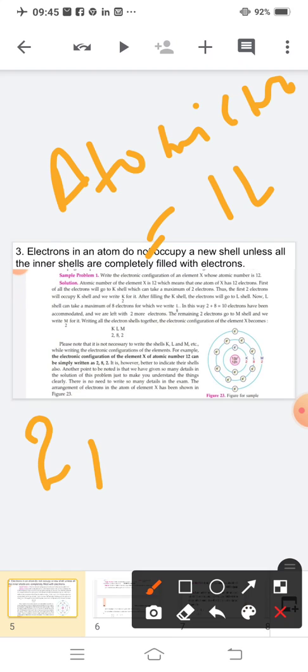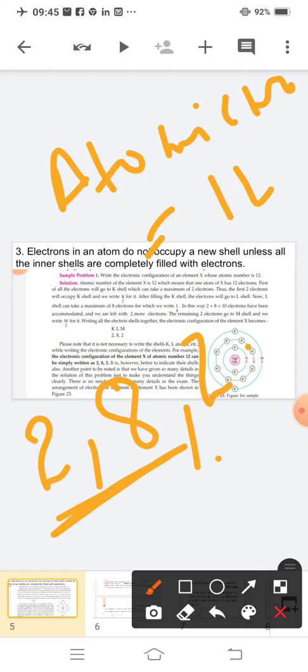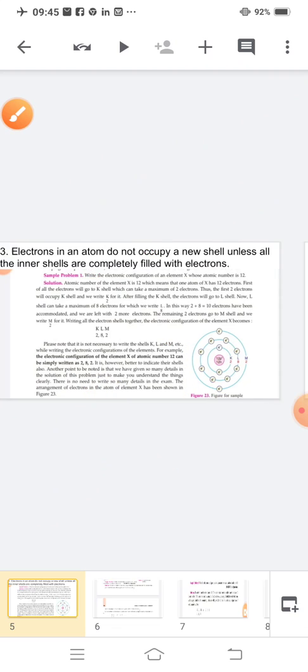Out of these 12 we have already located 2 electrons. So how many are remaining? 10 are remaining. So in the second shell, how many can we locate? 8 electrons. So 2 plus 8 is 10. Out of 12 we have already located 10 electrons. Now how many are remaining? 2. In the last shell, 2. Is this clear? Like this you can write the electronic configuration.